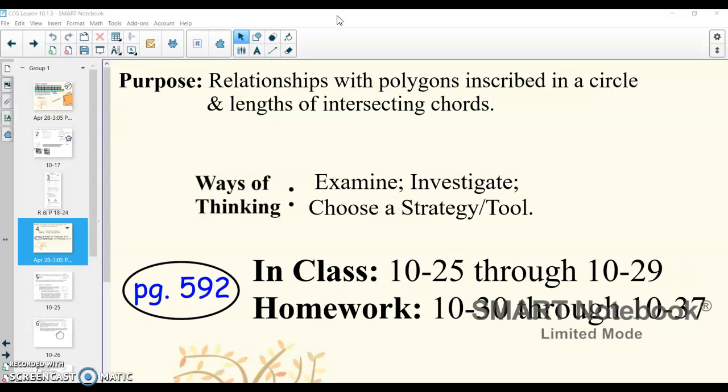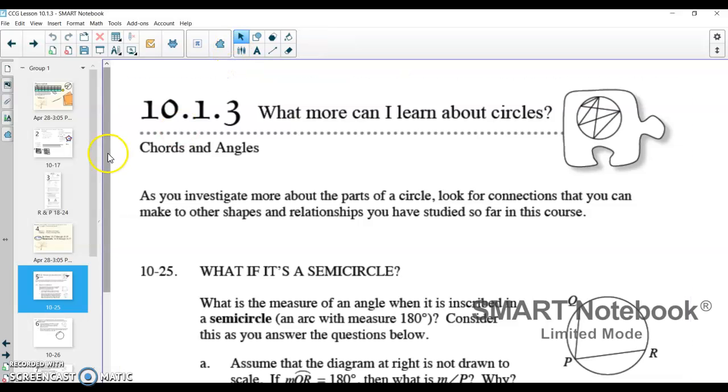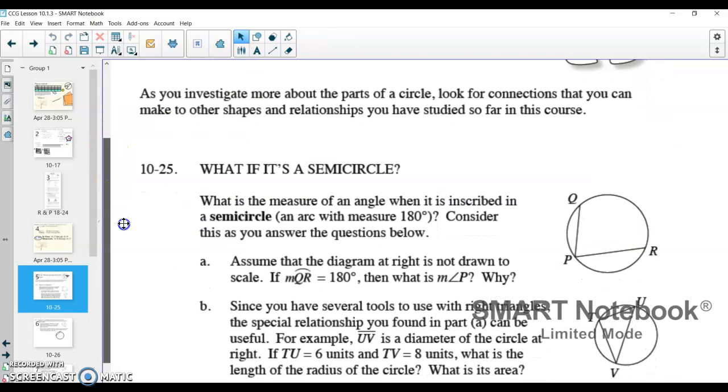What we did the last few days really was talking about inscribed angles and central angles, and on Tuesday we talked about a perpendicular bisector to a chord. A lot of that's going to come back, especially that idea of the inscribed angle being half of the central angle. That one comes back quite a bit here today. We'll start here at 10-25, and it's actually similar to the homework problem we did yesterday.